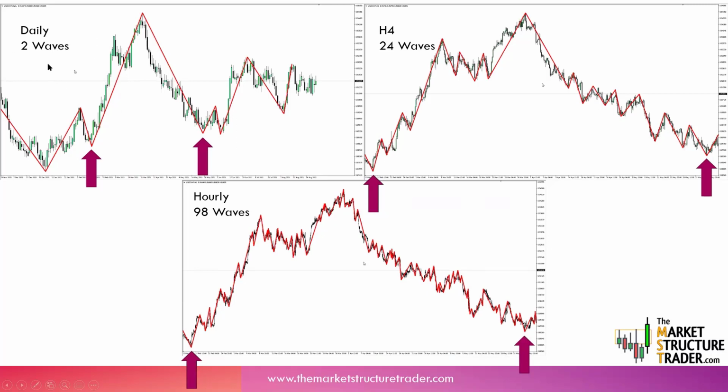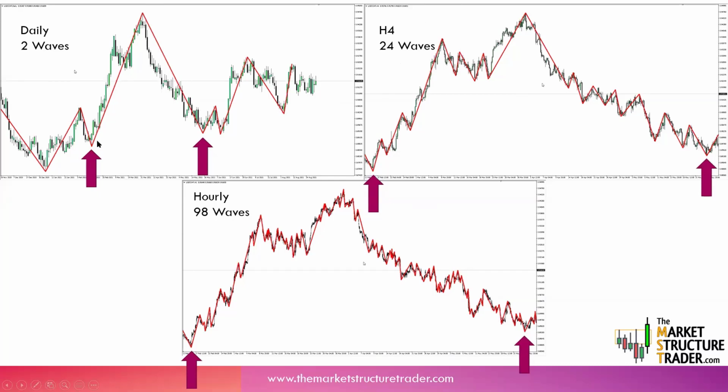And as you can see on the daily, we've only got 1 move up and 1 move down. So we've got 2 waves on the daily chart. Yeah, so this is where we had the buyers coming in. And what do those buyers then turn into? Sellers. Yeah, so we've had 1 buying cycle, if you like, or 1 move of buying and 1 move of selling. When we drop down onto the 4-hour chart, we have 24 waves drawn by the zigzag indicator.